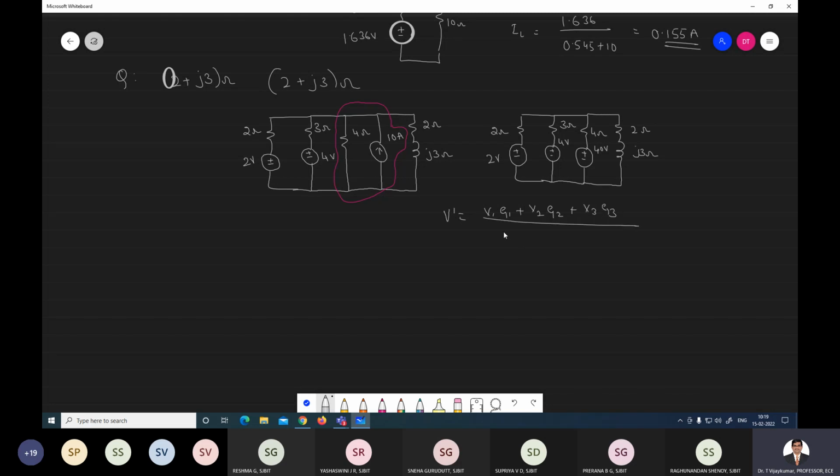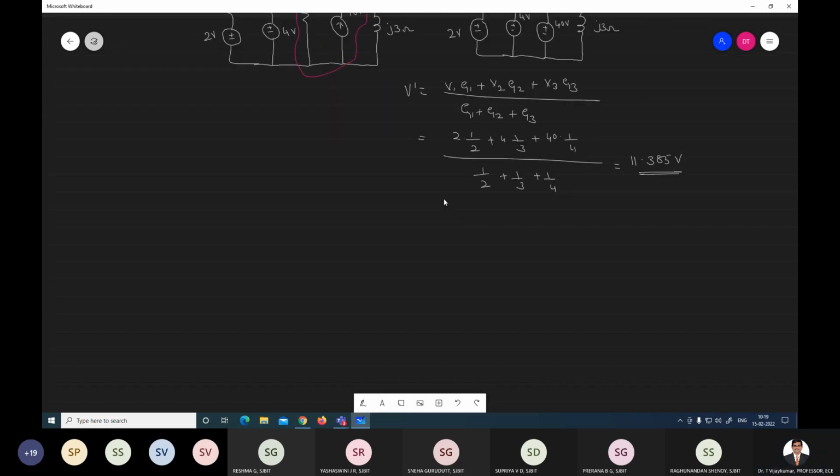divided by G1 plus G2 plus G3. So V1 is 2 into 1 by 2 plus 4 into 1 by 3 plus 40 into 1 by 4, divided by 1 by 2 plus 1 by 3 plus 1 by 4. After simplification, how much do you get? 11.385 volt. If you simplify, you will get the answer 11.385 volt.